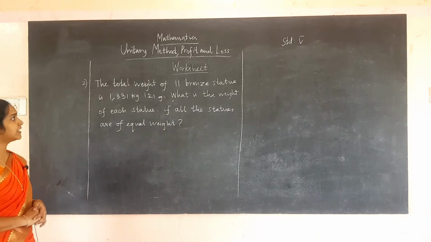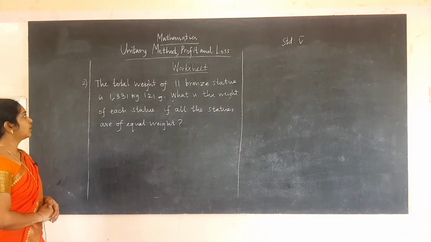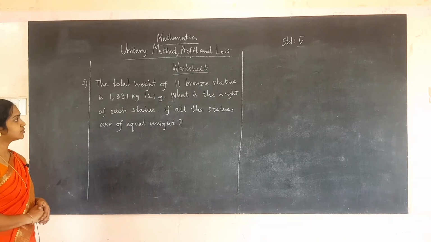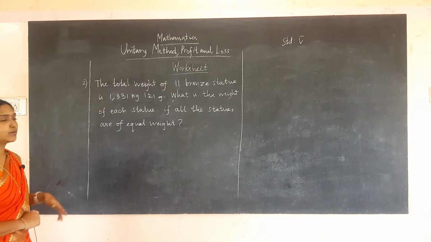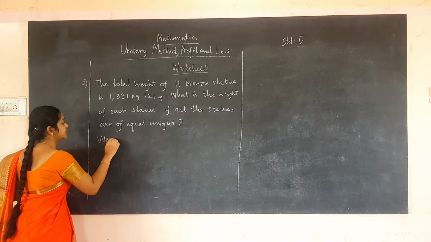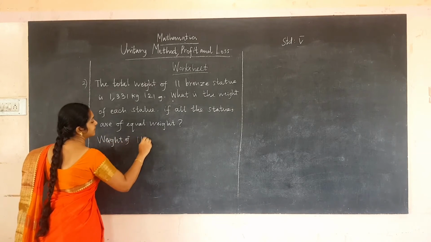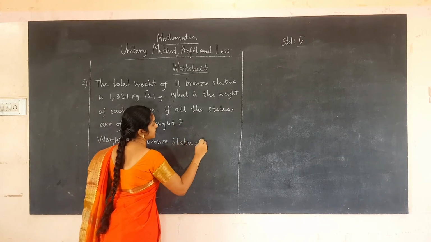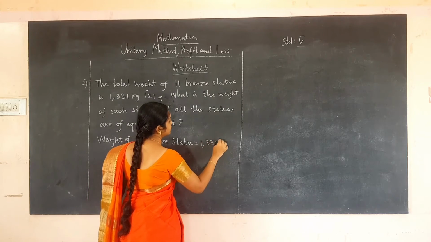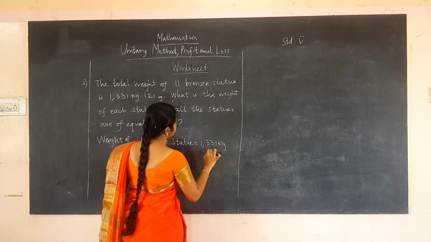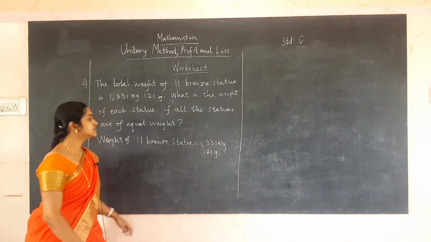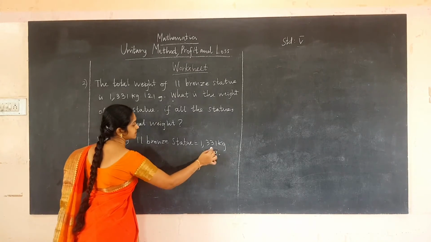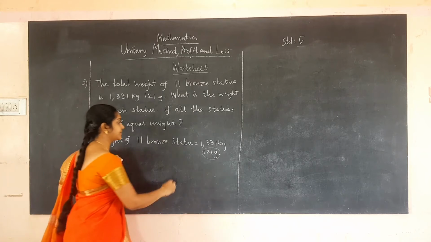The total weight of 11 bronze statues is 1331 kg 121 grams. What is the weight of each statue if all the statues are of equal weight? First write what is given. Weight of 11 bronze statues is given as 1331 kg 121 grams. First convert this into a single unit. So let us convert gram into kilogram.